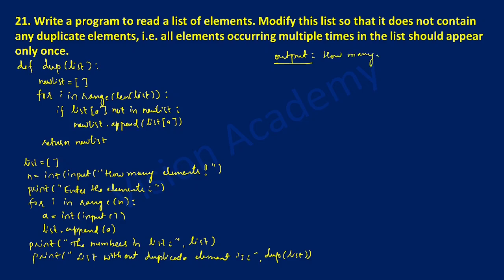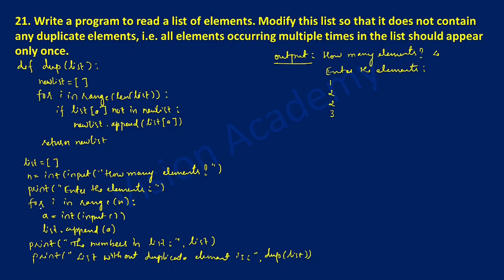How many elements. So first of all, I'm going to enter 4. So 4 will be stored in the variable n. Next, I'll ask the user to enter the elements. Here I'm going to print enter the elements. For example, here I'm going to enter 1, 2, 2 and 3 and press enter.